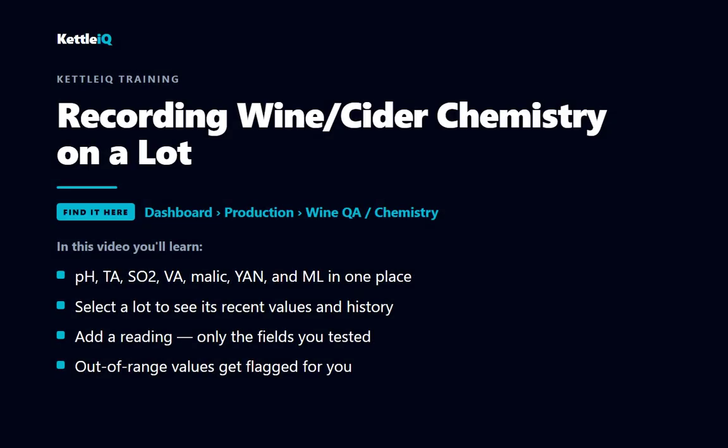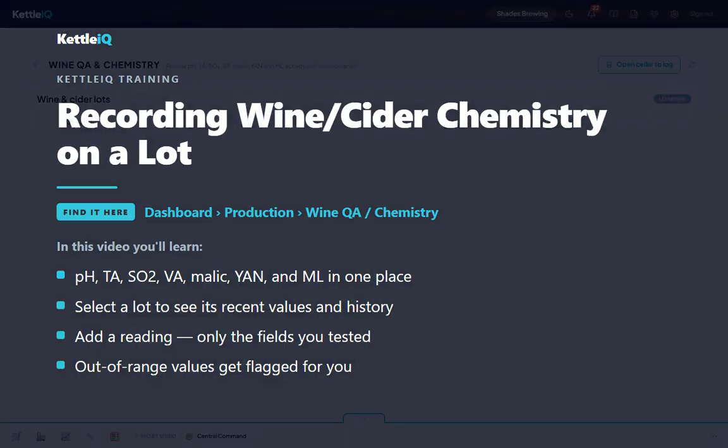Recording wine and cider chemistry on a lot in KettleiQ. In this short training, I'll show you how to track pH, TA, SO2, and more per lot, add a reading, and watch the trends so you catch a problem before it becomes spoilage. Let's take a look. You'll find this under Production, Wine QA Chemistry from your dashboard.